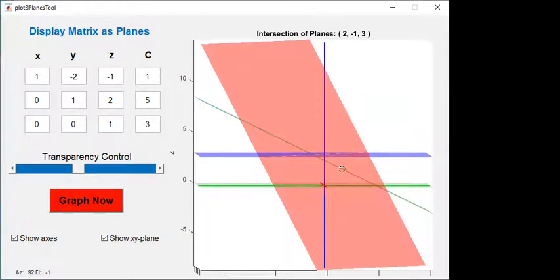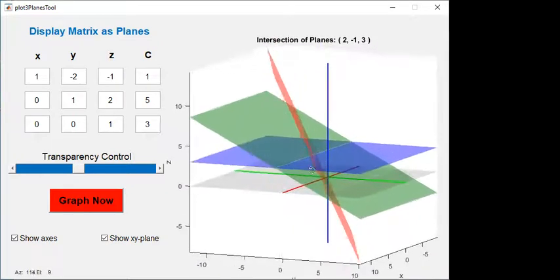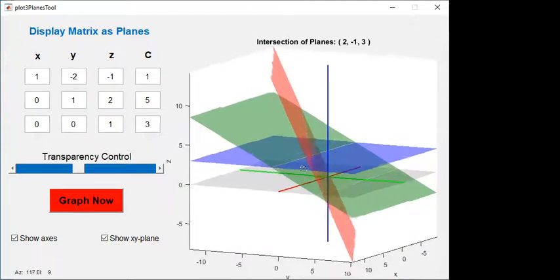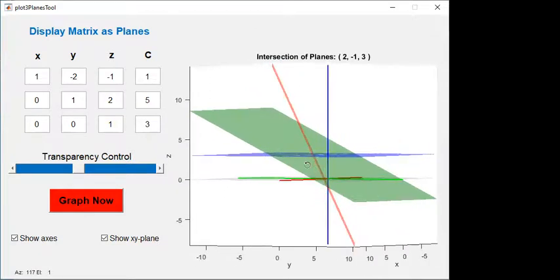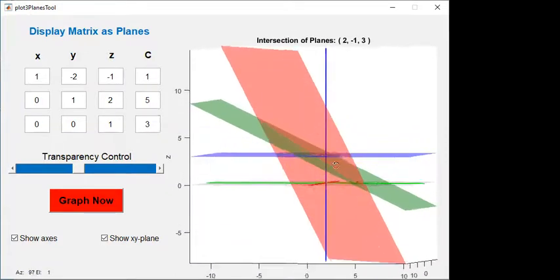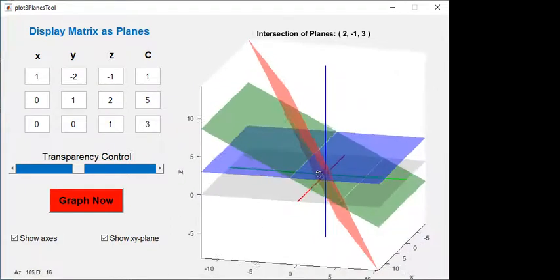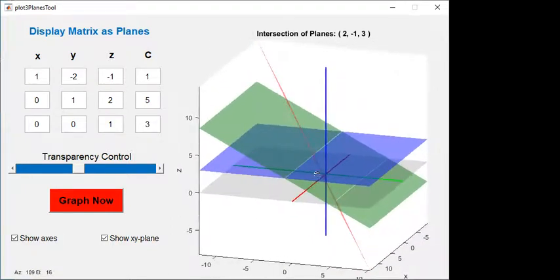Then the top equation has x, y, and z in it, so it's not parallel to any of the axes, and so that gives us the red plane. So that's skewed in all of the directions. And because it's not parallel to any of the axes, there's an x-intercept, a y-intercept. Let's see if we can see those. It's kind of hard to see where they intersect, but it intersects the x-axis and y-axis. You can see there, and that's a pretty good angle. It also intersects the z-axis at a negative point on the z-axis.